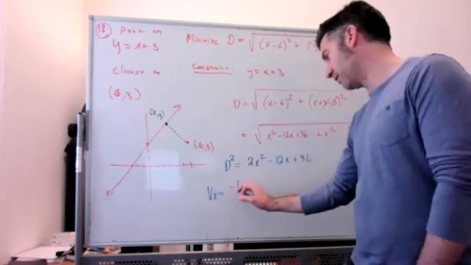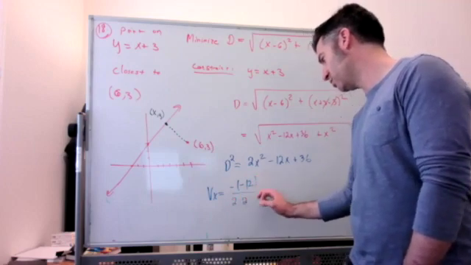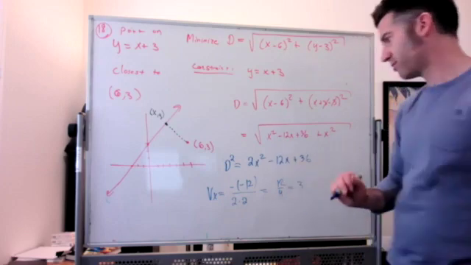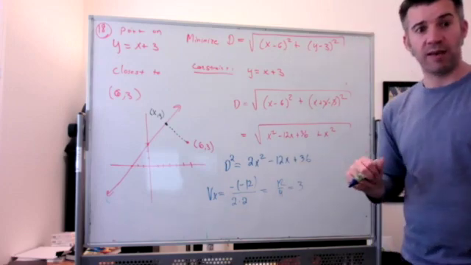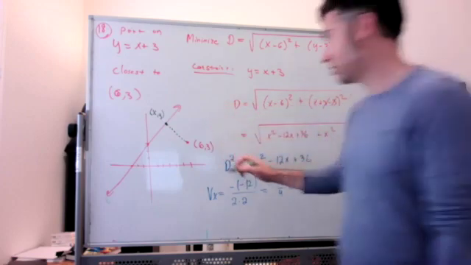That's going to be negative 12 over 2 times 2. That's going to be 12 over 4, which is 3. So that means the x coordinate of the point on the line is 3.